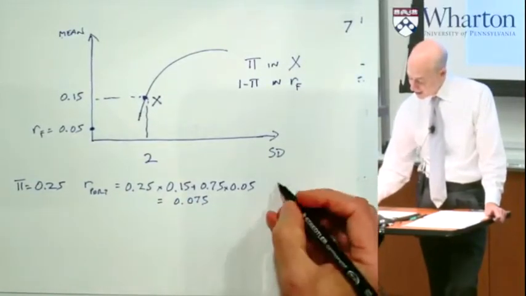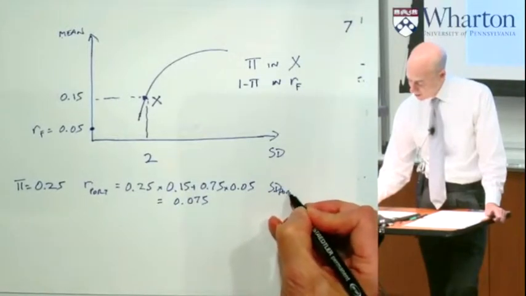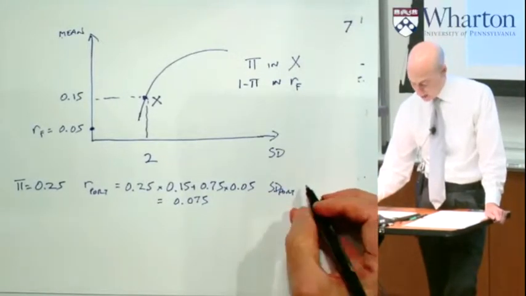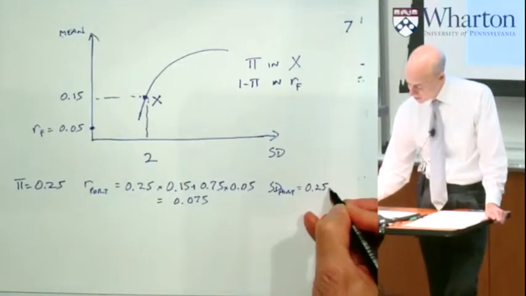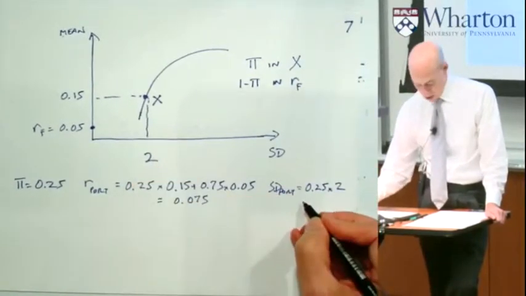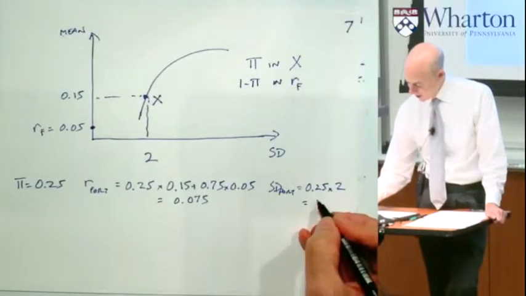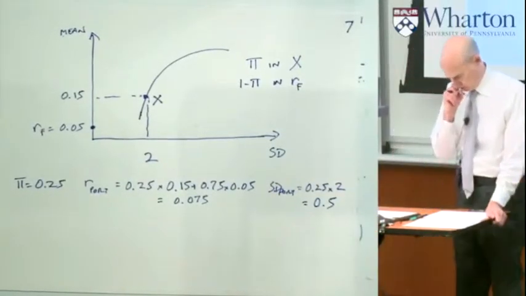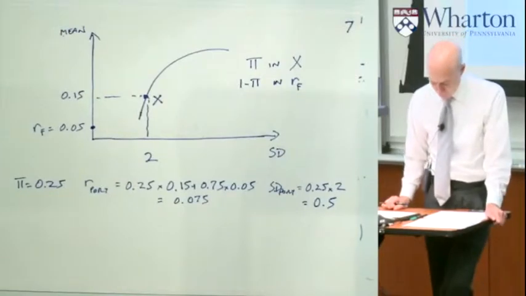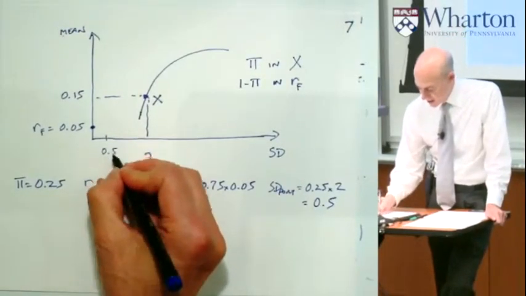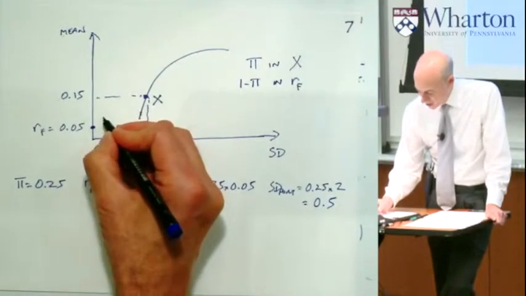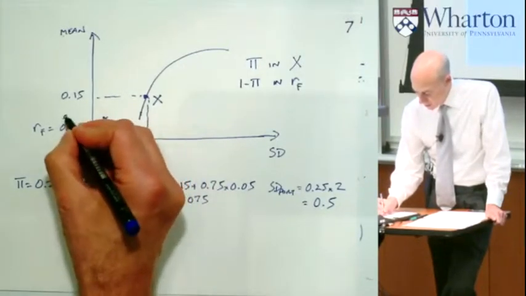If we use our standard deviation formula, it's pi sigma x, which in this case is 0.25 times 2, which is 0.5. So in terms of where we are, we're at 0.5 for the standard deviation and 0.075 for the mean.